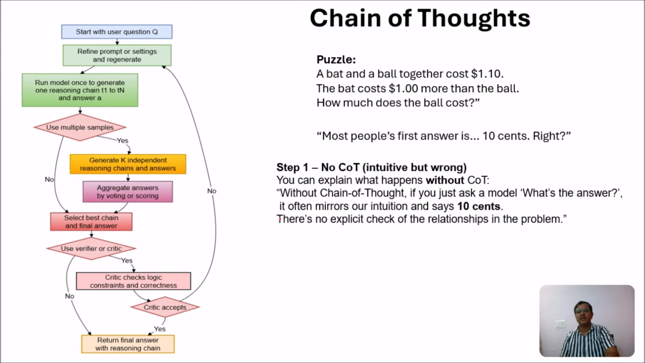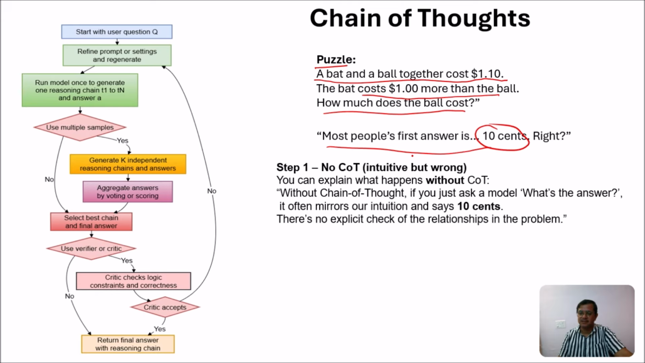Now I will go through one example. The example is: a bat and a ball together cost $1.10. The bat costs $1 more than the ball. So how much does the ball cost? Most people will give the answer of 10 cents, but it is not correct. And if you use a traditional or low capacity large language model, it will make the same mistake.